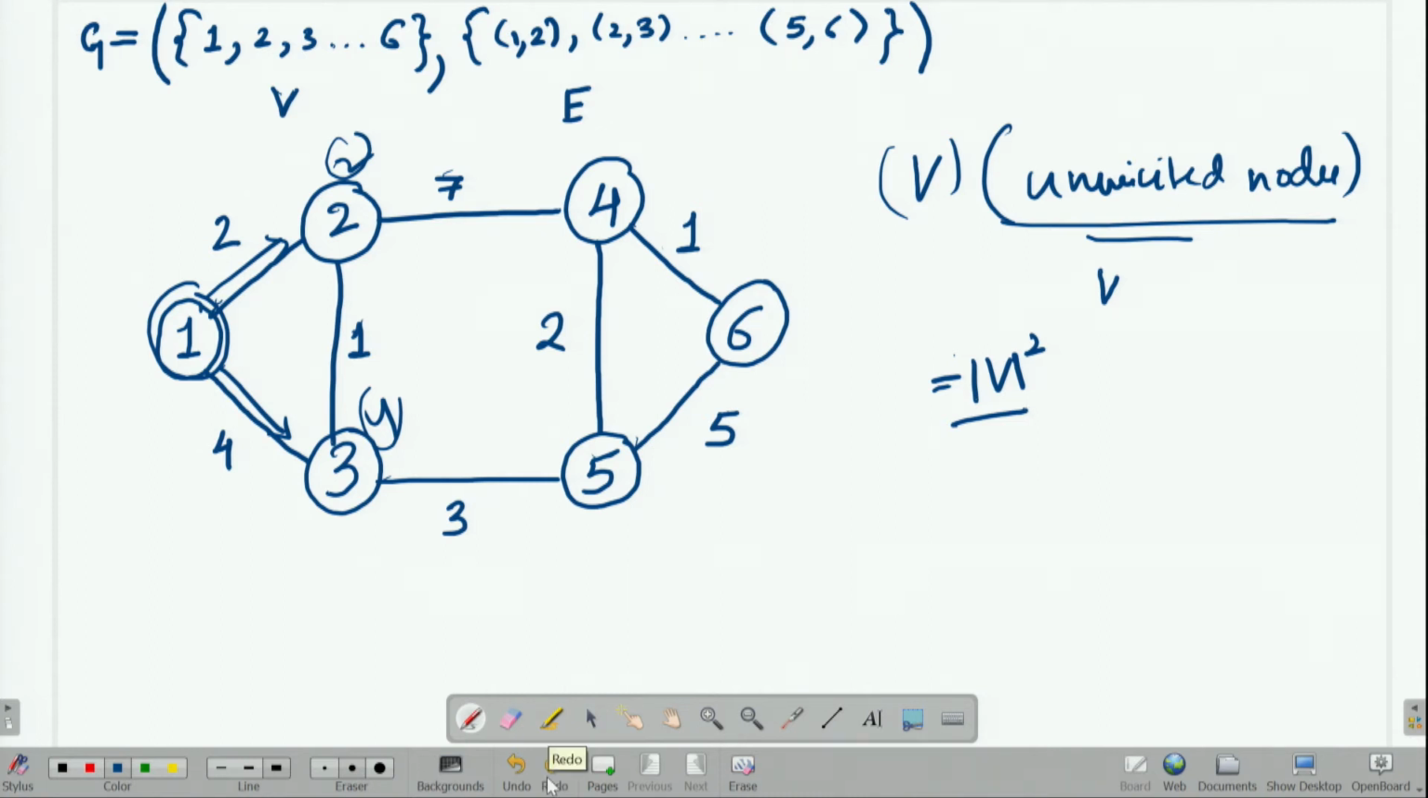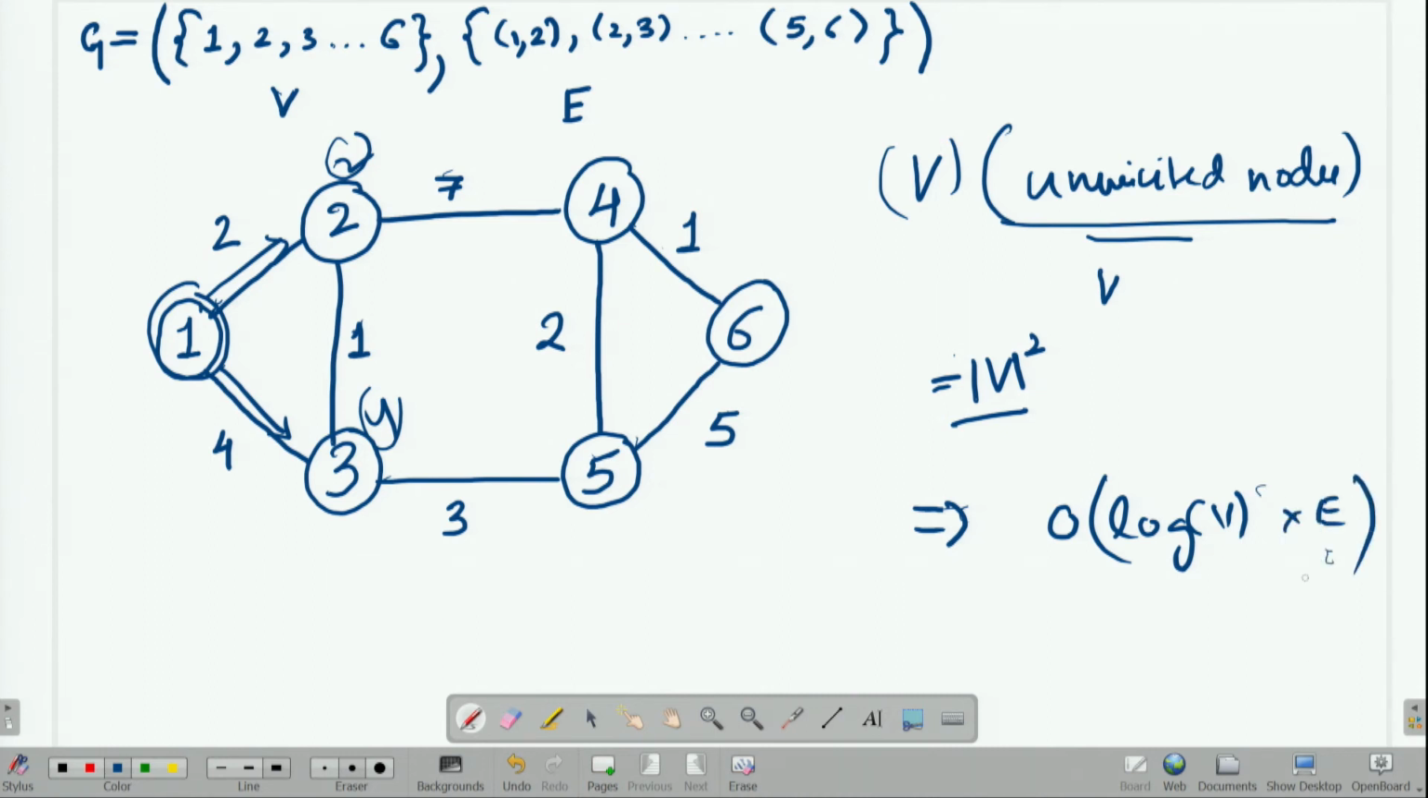But as we find out, this is only the case in the naive implementation. If we represent the graph as an adjacency list and use a binary heap to find out the node with the shortest possible distance from the first node, we will get a time complexity which will be O of log V into E.